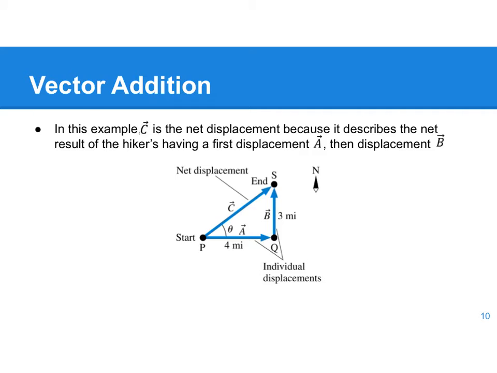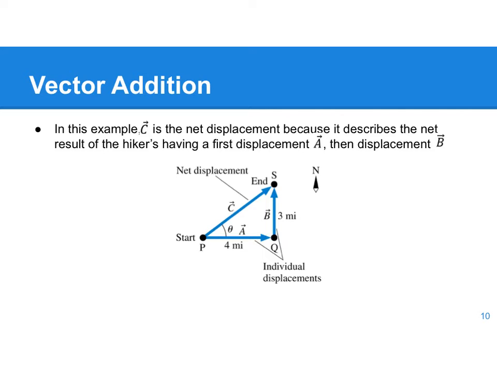So we're going to talk mainly about how we add vectors today. In this example, if I go from point P to point Q and point Q to point S, the net displacement is C. My resultant vector, my net displacement vector, is C from start to finish. And in this case, it's really easy. I have 4 meters east, 3 meters north, and I can solve for the magnitude of C using the Pythagorean theorem. I can solve for the angle using tan inverse. But that's an example of individual displacement vectors.